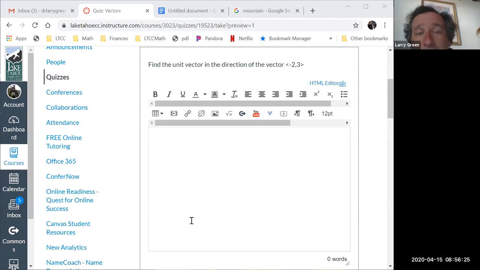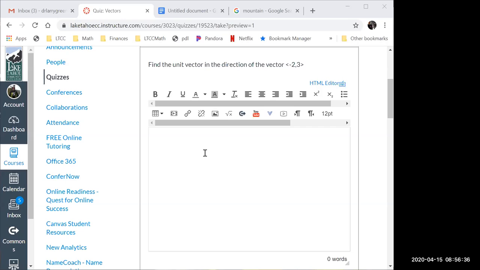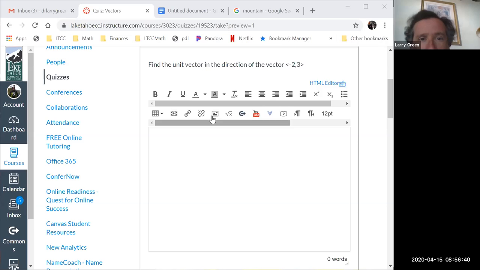Okay, so we want to make the vector -2, 3 a unit vector. So to make that a unit vector, what should we do first? Find what the magnitude of v is. Yeah, we need to find the magnitude, and there's a formula for that. It's not that hard.